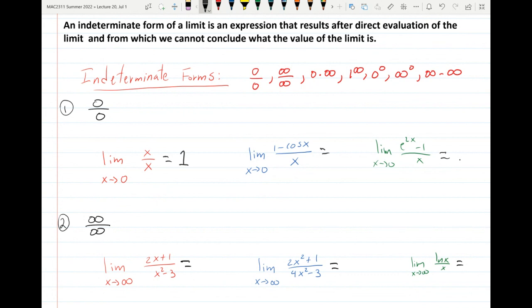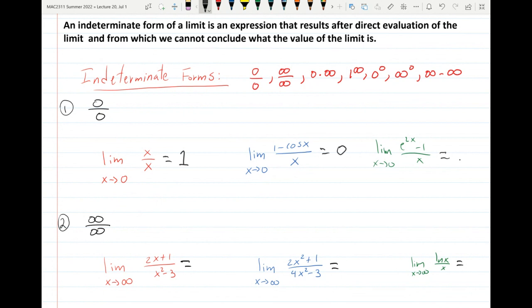So we get 1. How about the blue limit? Certainly, when you plug in 0, we're going to get 0 over 0, right? Because cosine of 0 is 1. So we get 0 over 0. But if you remember, this is one of the special limits. And we show at the beginning that this limit was equal to 0.